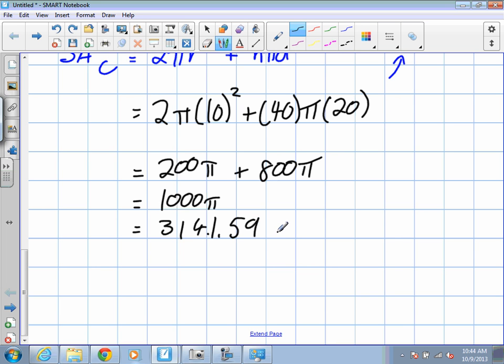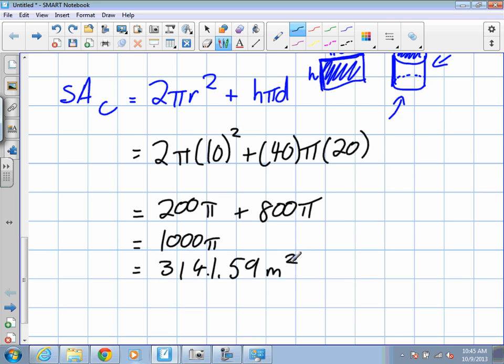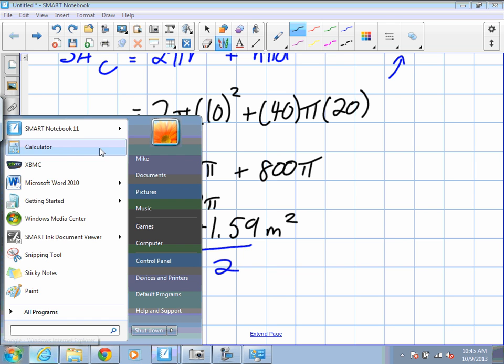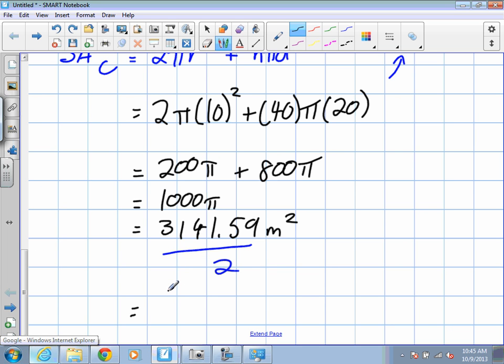But are we looking for the entire surface area of a cylinder? What do we have to do to this number? Divide that by 2. So what is that divided by 2? Who's got a calculator that can help us out? Nobody has a calculator. Okay. 1,570.795. Perfect.